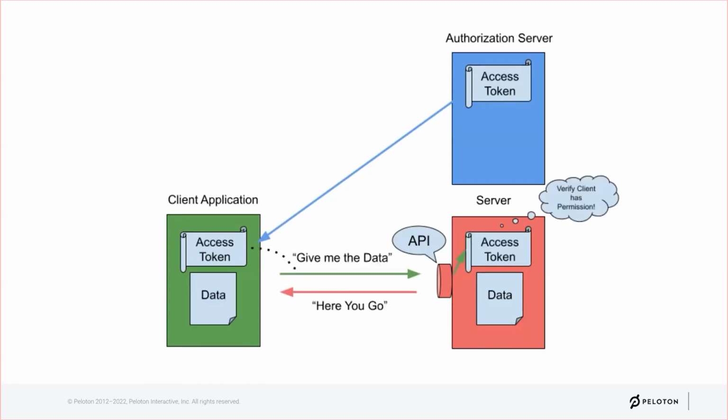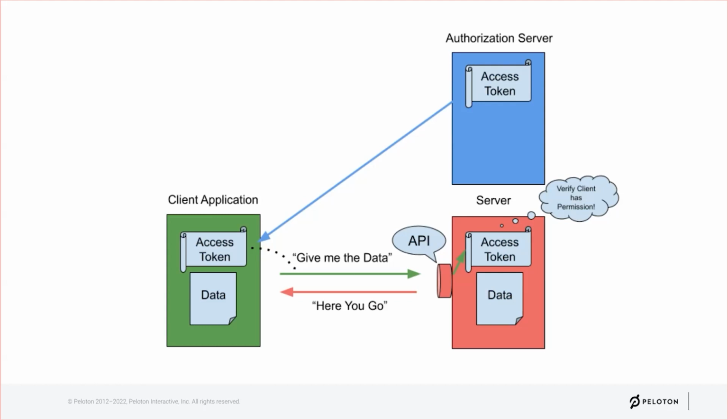So to summarize, the entire flow is as follows. The authorization server generates an access token and issues it to the client application. The client stores it in local storage or cookies. When the client application makes a request to the server, it attaches the access token in the request header. When the request is complete, the resource server extracts the access token and verifies that the client has permission to access the data. And finally, the server responds to the request by returning the data to the client.